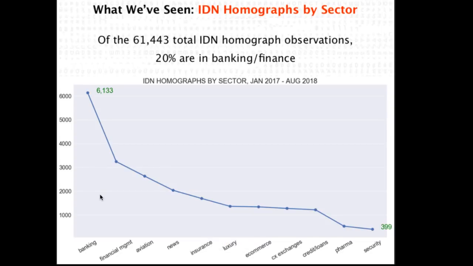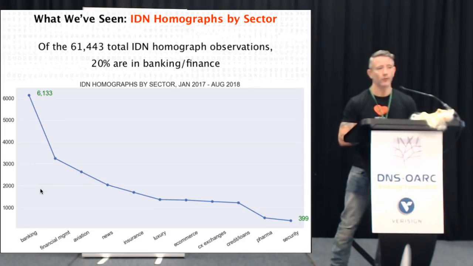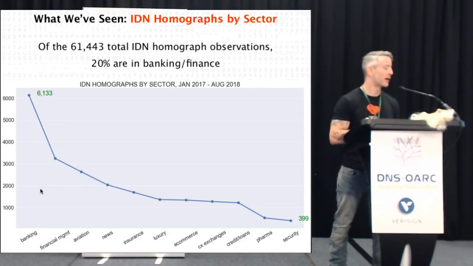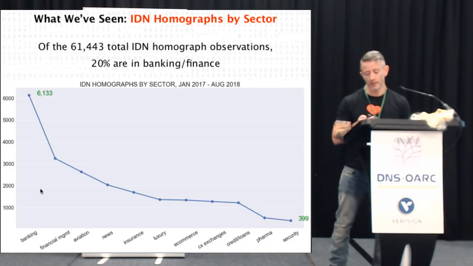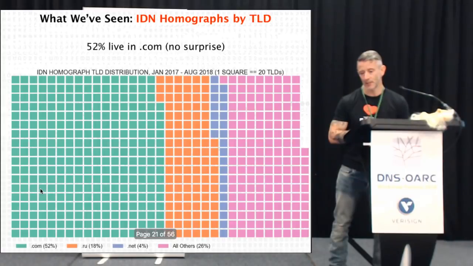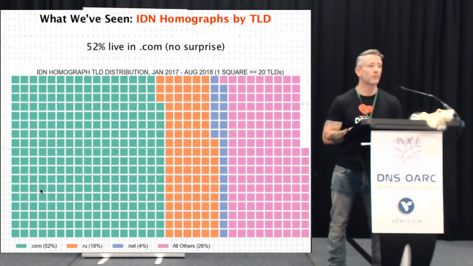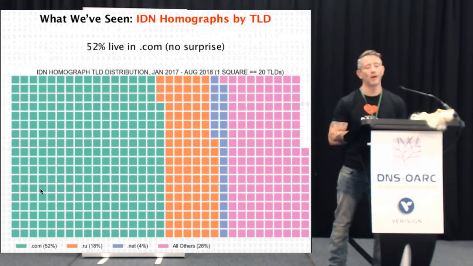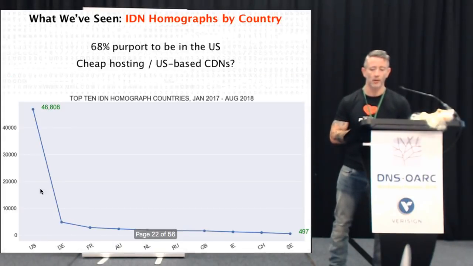By sector, about 20% are in banking and finance, and this makes sense. If you're going to impersonate someone, you want the most bang for your buck. So quite often, they're targeting banking, it seems. By TLD, most are in .com. Also, no surprise, most of the top brands that you want to look at on the internet are in the .com space, so it makes sense that the homographs would also live in the .com space.